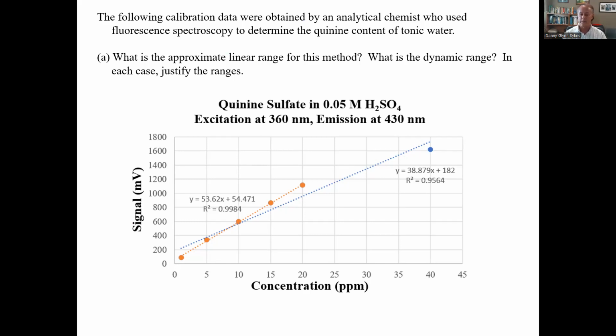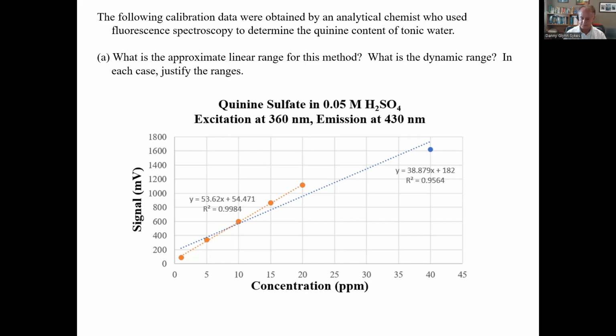In this case, it's pretty obvious that from essentially 1 to 20 ppm, we have a nice linear relationship. If we include the 40 ppm data point, then we need to fit the entire data set to a polynomial. I never fit data that shows curvature with a linear least-squares fit when we're trying to do quantitation.